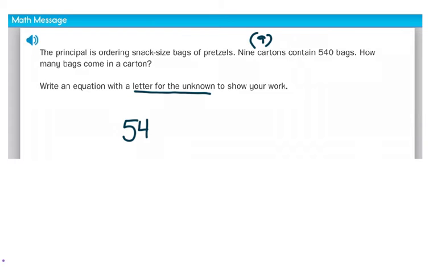So the principal is taking 540 bags, dividing that by the 9 cartons. How many bags are in a carton? That is what we are trying to solve for. That is where we're going to put in a variable. Remember that a variable is a lowercase letter.